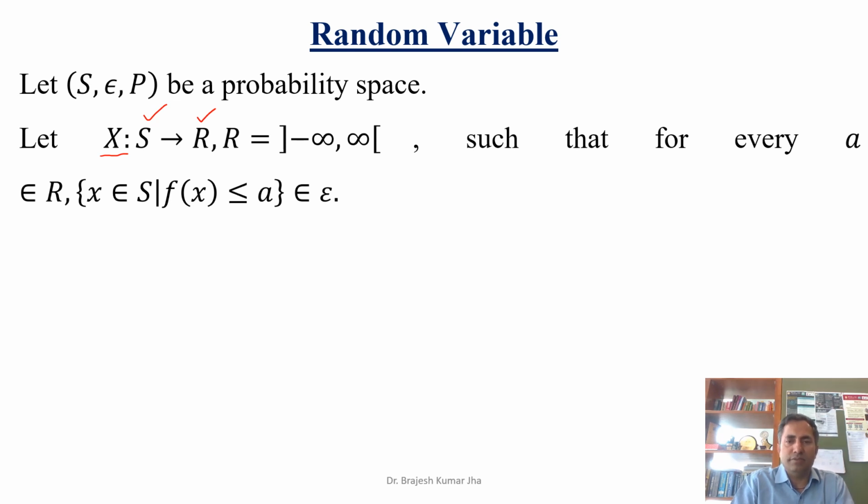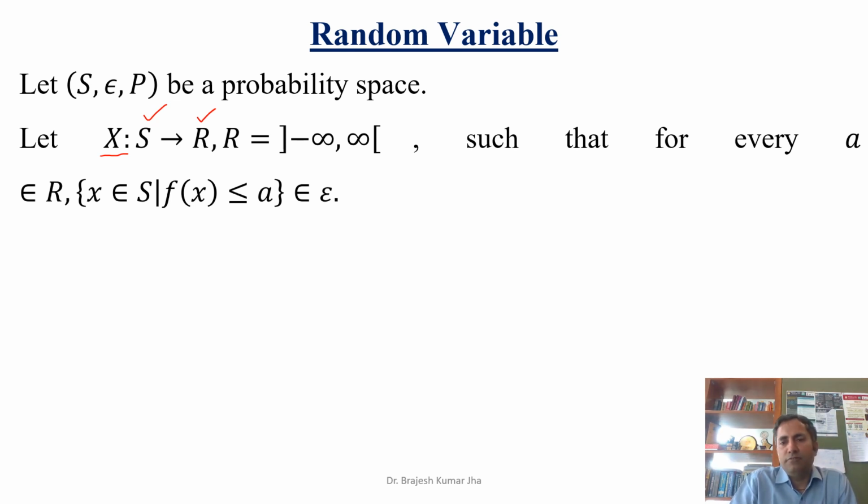It is a real number, such that for every a belongs to R, the set of x belonging to S such that X(x) is less than or equal to a belongs to epsilon. So x is an element of the sample space, usually some outcome, and once we talk about the probability of this, in the form of less than or equal to a, that we can define.